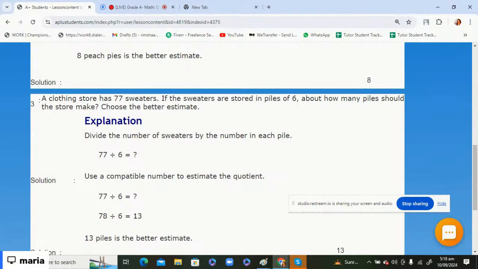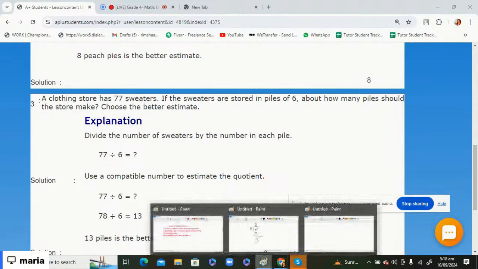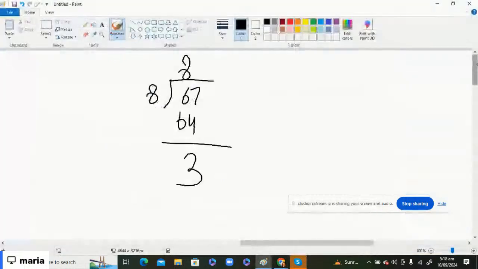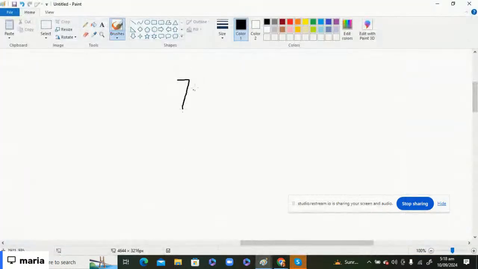So it's 77 sweaters, and how many piles? Piles of 6. So let's just divide 77 by 6 and then check our answer. It's 77 divided by 6. 6 times 1 is 6. 1 is left, and then 7.